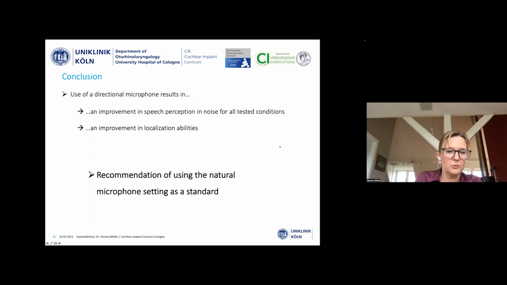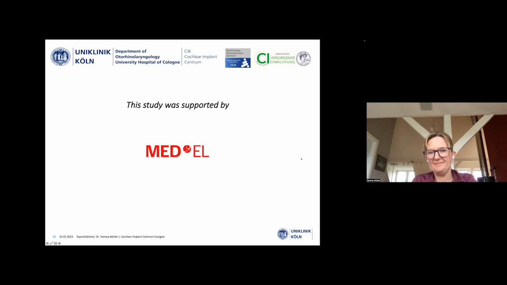So to conclude, what we saw in our study was that the directional microphone mode results in an improvement in speech perception for all tested conditions, and an improvement in localization abilities. And based on our results, we recommend and we use the natural microphone setting now as a standard in children. Thank you.